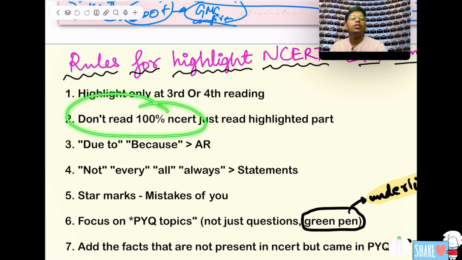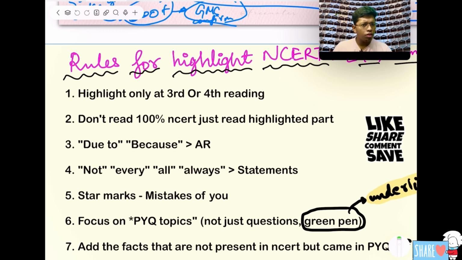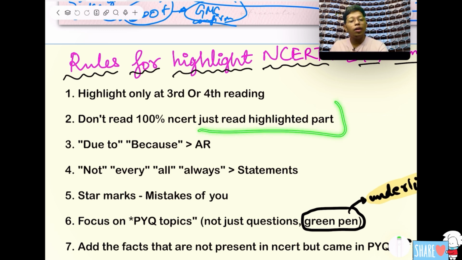Don't read 100% NCERT. Sir, 100% NCERT means should we refer to any other book? Not like that. I am saying just read the highlighted part. After 2, 3, 4 revisions, your mindset will be such that you may know everything. Don't waste your time reading every line, because if you have a test, you can't read every line, right? So just the highlighted lines, the things I am saying, those lines are very important.